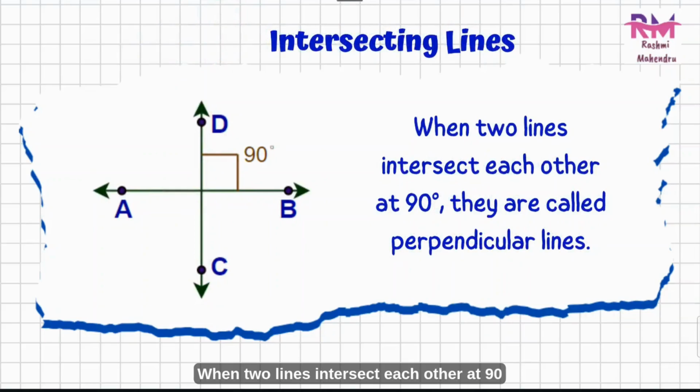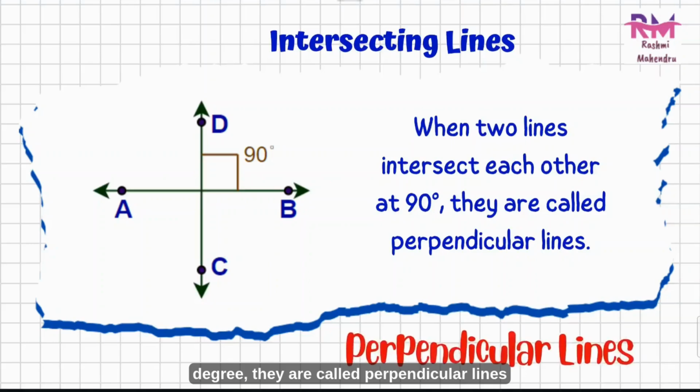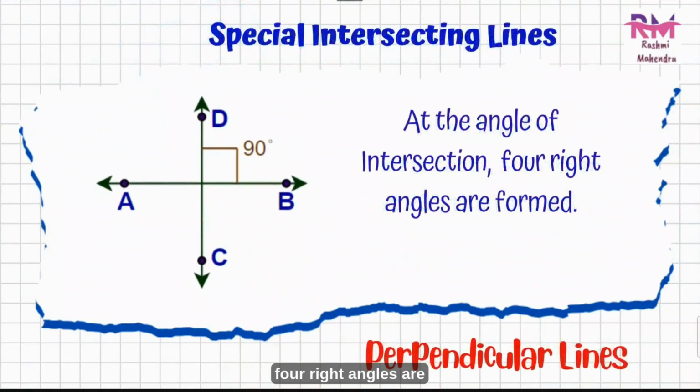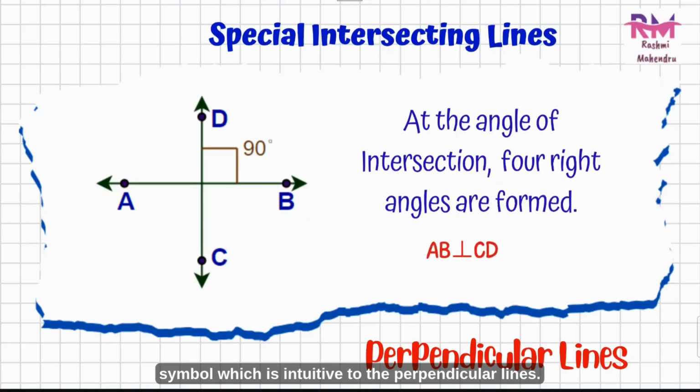Let's explore. When two lines intersect each other at 90 degrees, they are called perpendicular lines. And at the point of intersection, four right angles are getting formed. So you can see AB and CD are intersecting at 90 degrees, making them perpendicular to each other. This can be represented using a symbol which is intuitive to perpendicular lines.